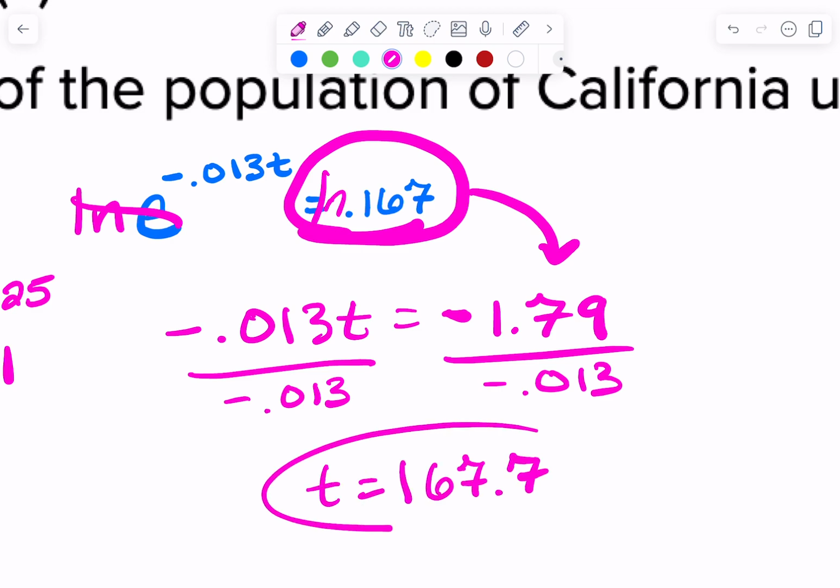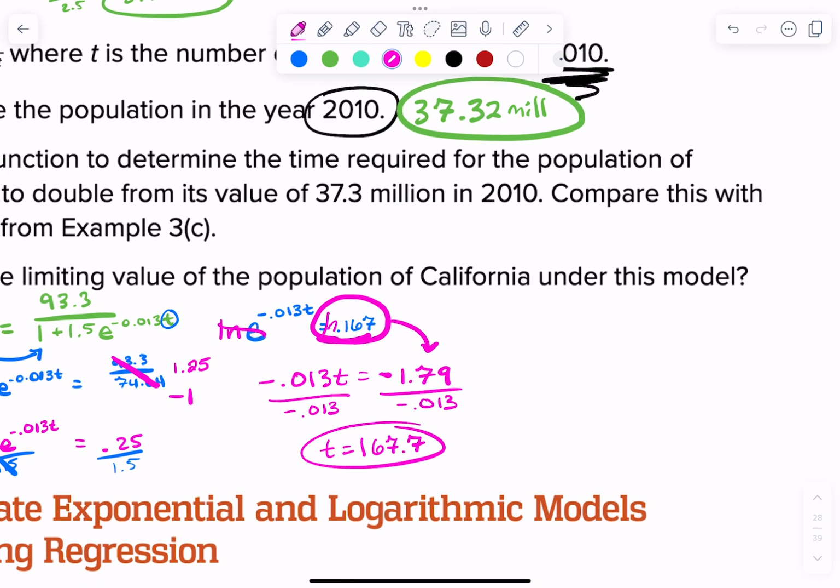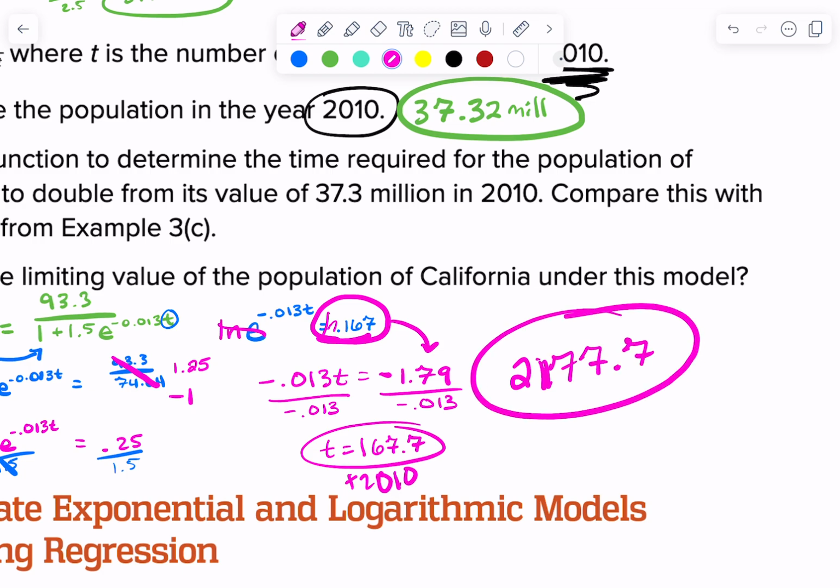167.7. That's not the right answer though. 167.7 is my years. And that is years past what? 2010. So if I add 2010 to that, this is the year 2177.7. So almost the year 2178.